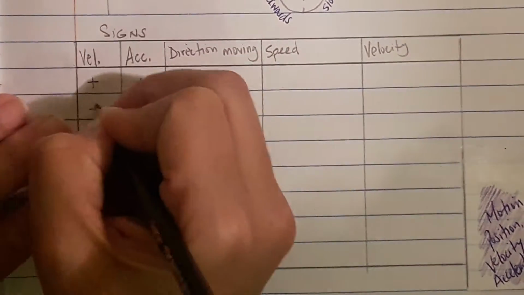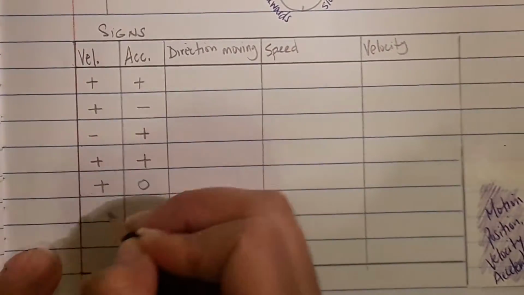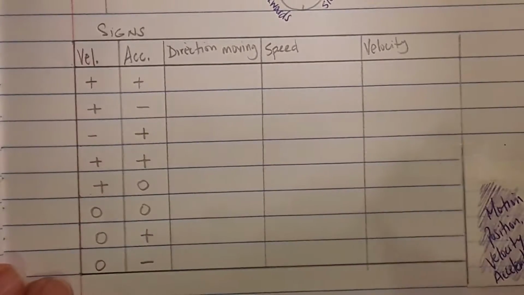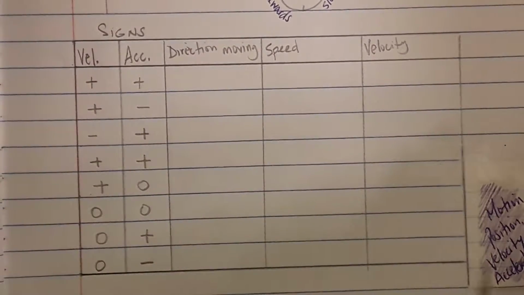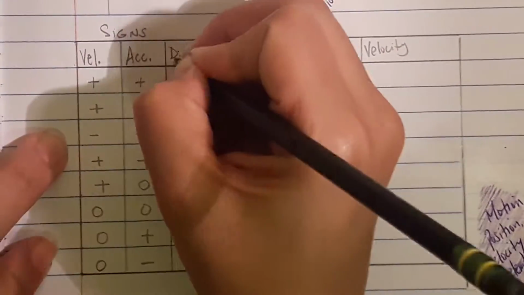Right, so when the velocity is positive and the acceleration is positive, when it's positive, negative, negative, positive. I actually made a mistake there, it should be negative, negative, but I'll correct it in a second. Just copy that down. So what direction is it moving? Remember, the direction is just the sign of velocity. If it's positive, it's moving to the right. If it's negative, it's moving to the left. So the sign of the velocity determines where it's moving.